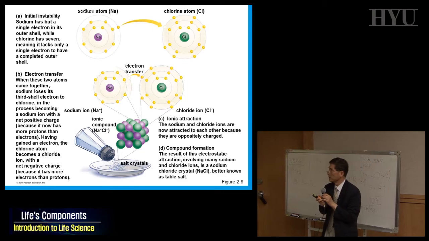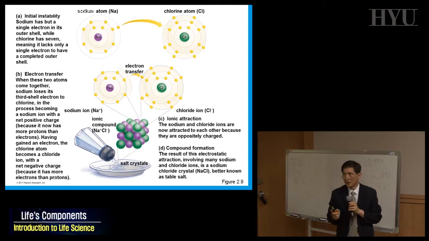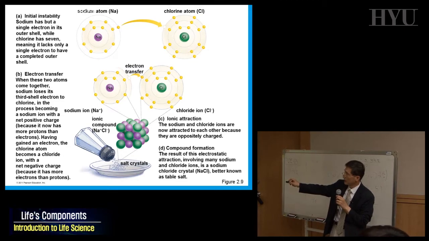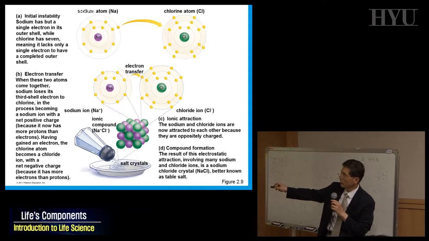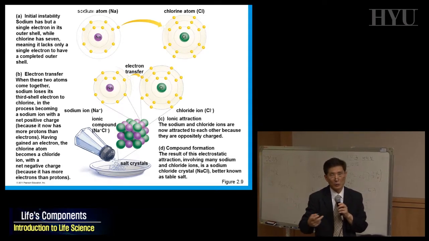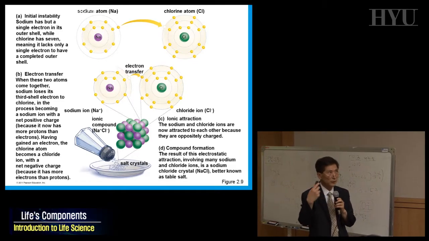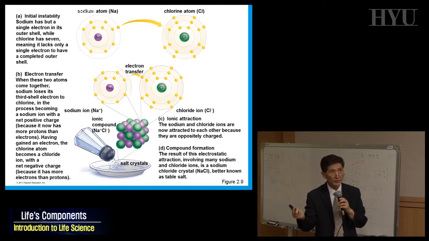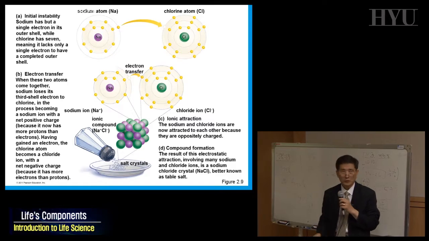A good example is sodium chloride. It's table salt. So sodium, in this case, has 2 electrons in the first shell and 8 electrons in the second shell and only 1 electron in the third shell. So what happens is it can easily lose this 1 electron. If it loses it, it becomes positively charged, Na plus, the sodium ion.